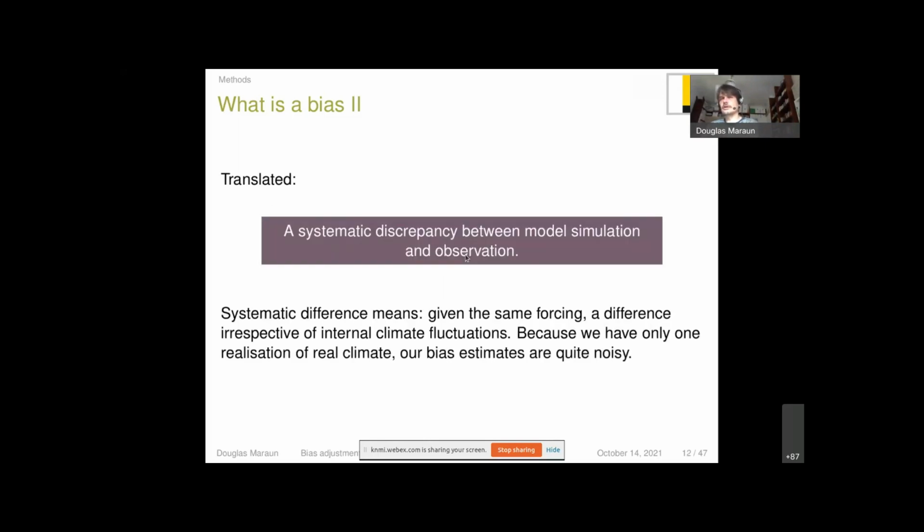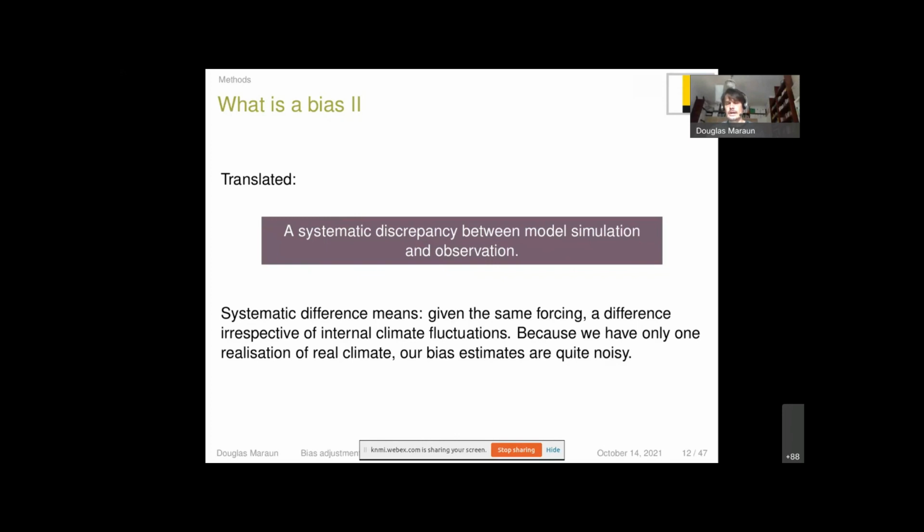And this is a bit of an issue now, because we are talking about systematic discrepancies between model simulations and observations. So when you have just one time series of a model and one time series of observations, and you calculate the mean of both, then you've got estimates of both. So in reality, we always only have estimates of biases. Internal variability of the climate system basically makes these estimates quite noisy.